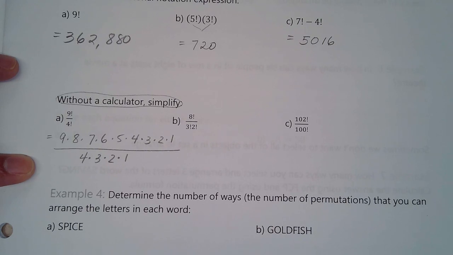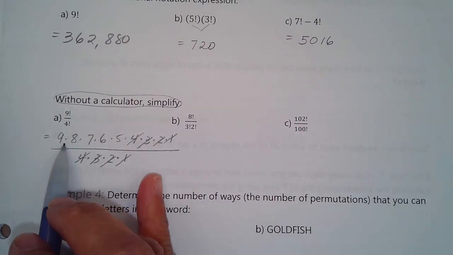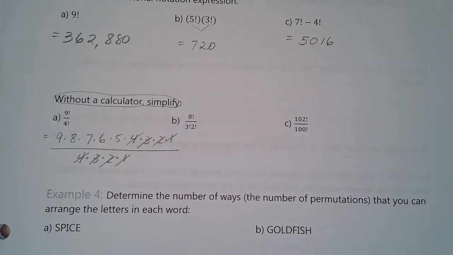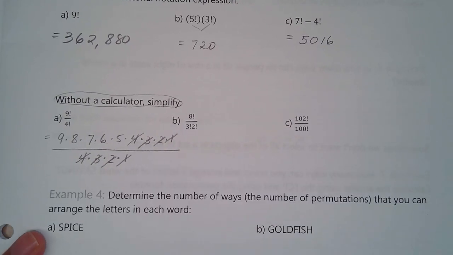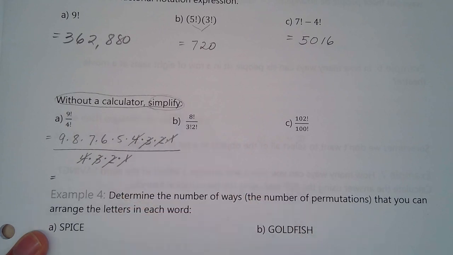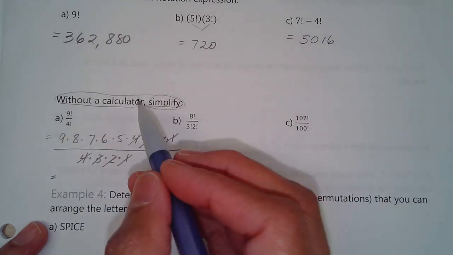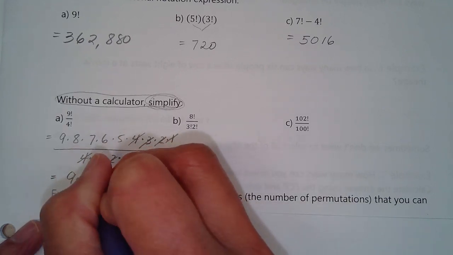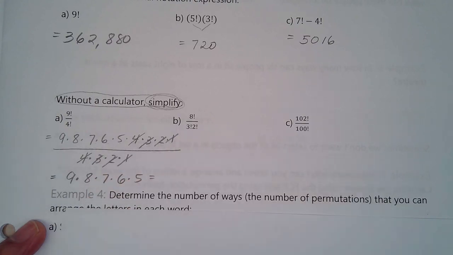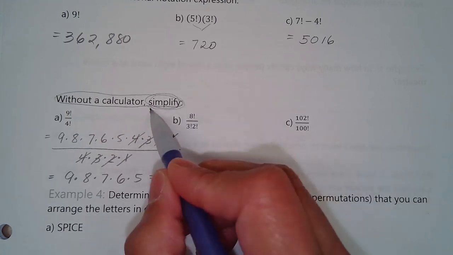Yeah, certainly. Because there are common factors, so you can cancel the 4s, the 3s, the 2s, and the 1s. And then we're left with just 9 times 8 times 7 times 6 times 5. We just have to do that. Without a calculator, simplify would be... No, it can't be 5 factorial, because 5 factorial means 5 times 4 times 3 times 2 times 1, right? Simplify. 9 times 8 times 7 times 6 times 5. All we need to do is just simplify it. Okay.